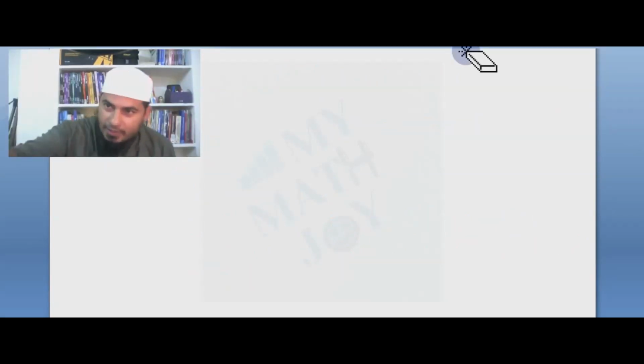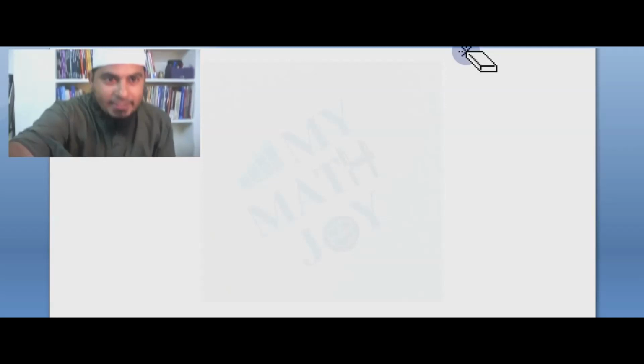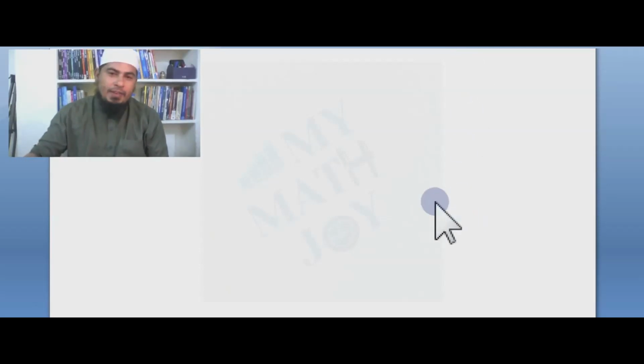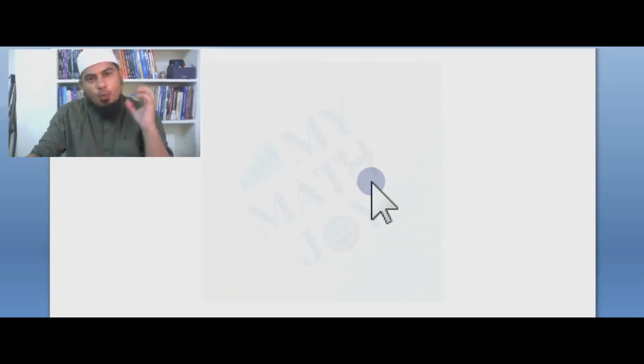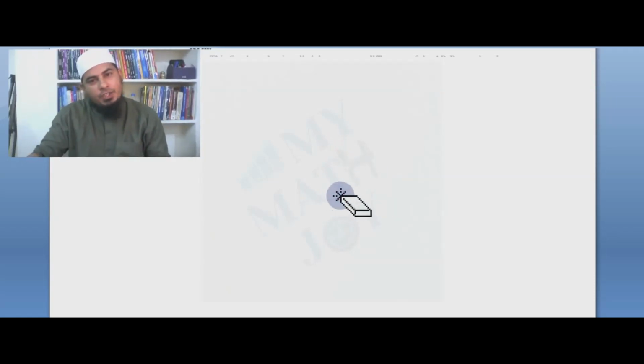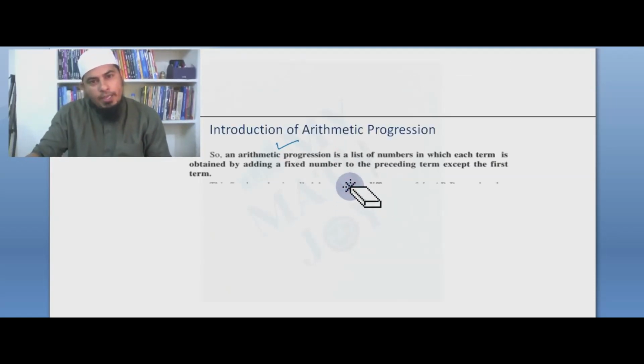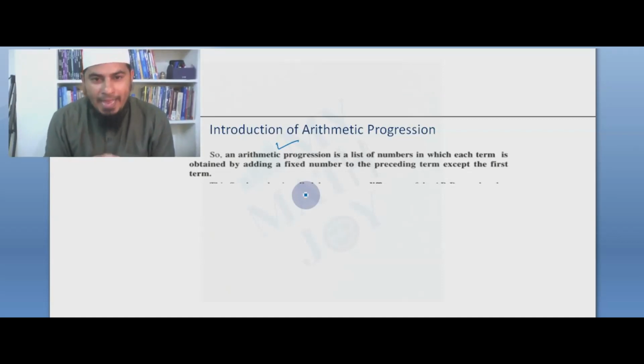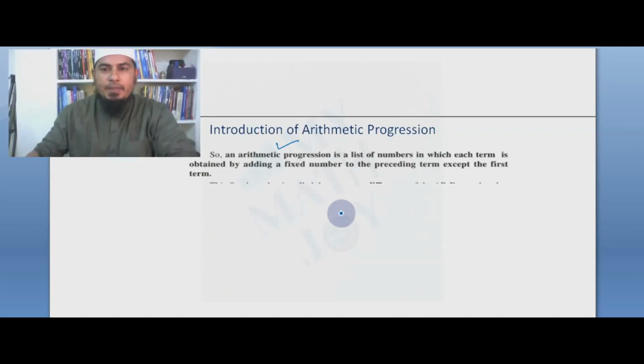Welcome to my digital class, and in this video lesson we are going to understand completely about arithmetic progressions. The definition of arithmetic progression written in the NCERT textbook, that itself we will bring in front of you. The definition is here. An arithmetic progression is a list of numbers in which each term is obtained by adding a fixed number to the preceding term, except the first term.